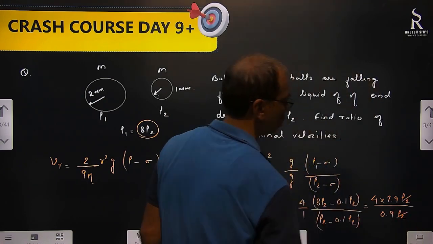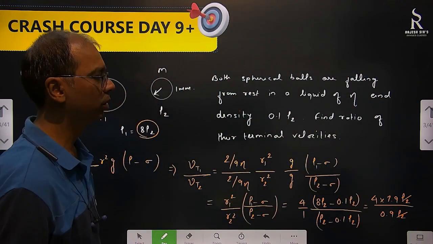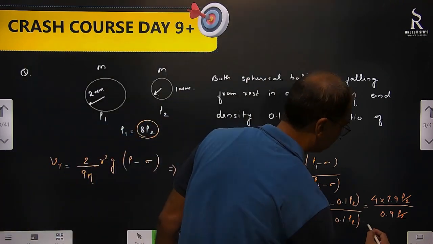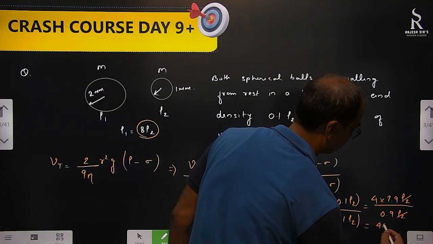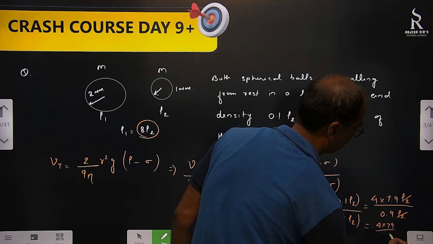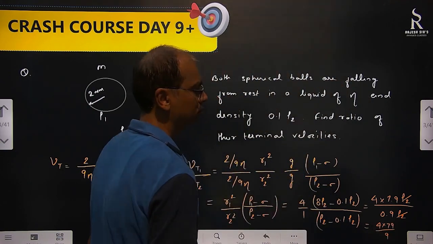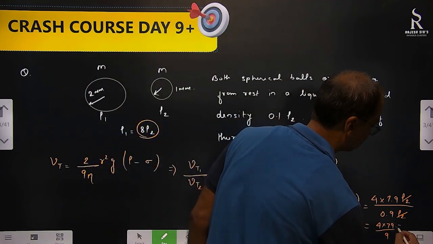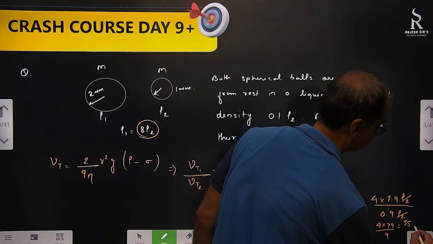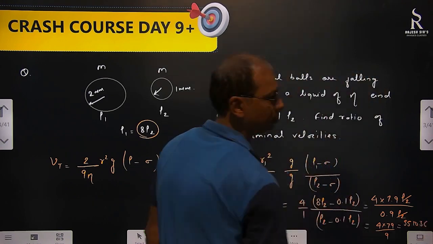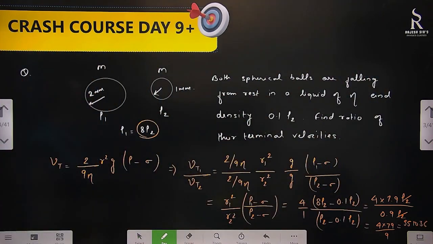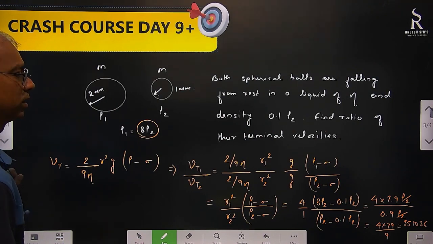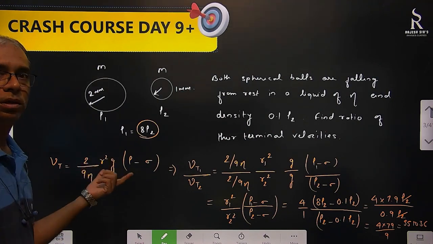Rho 2 cancel. So 4 into 7.9 by 0.9, that is 4 into 79 by 9. Approximately, if we calculate, we are around 35 to 36. Right, 35 to 36 will be our answer. So this is on terminal velocity, based on the formula.